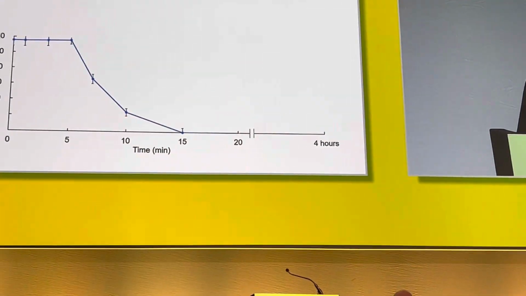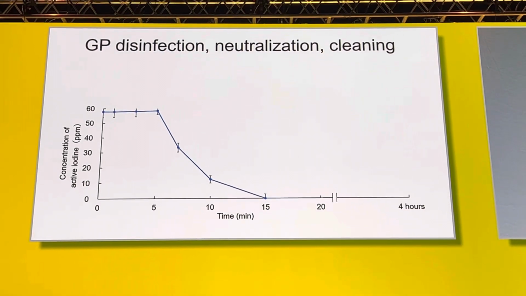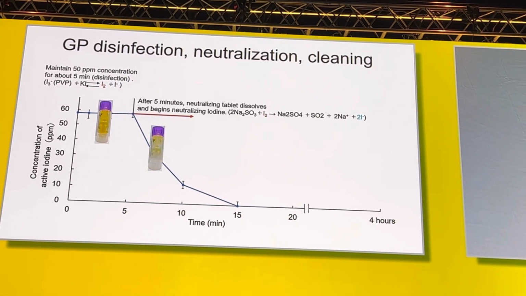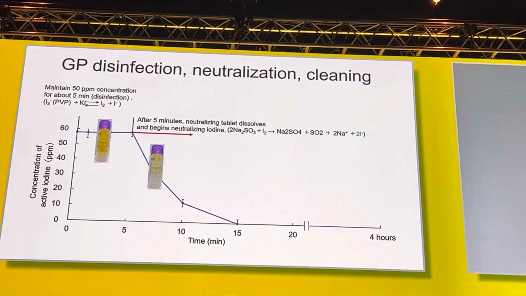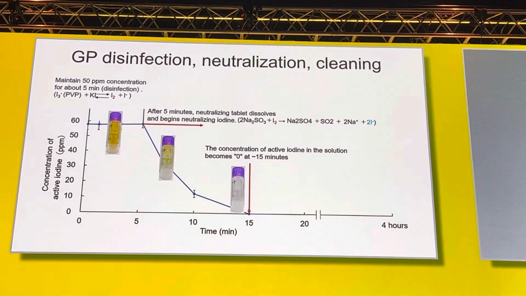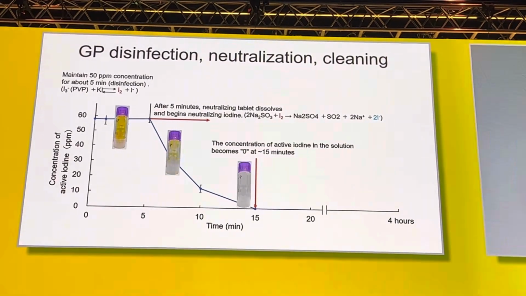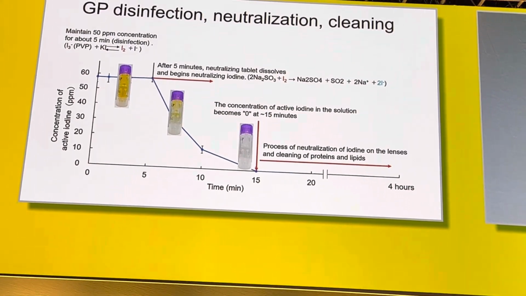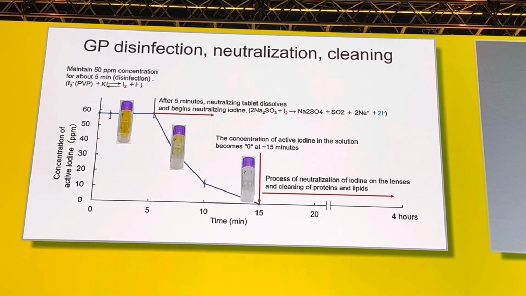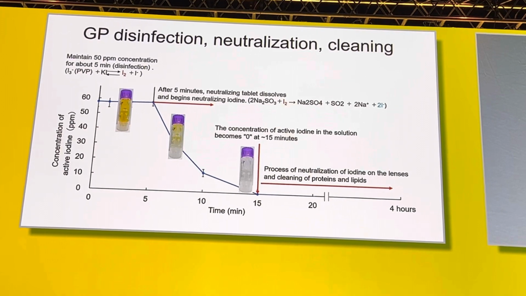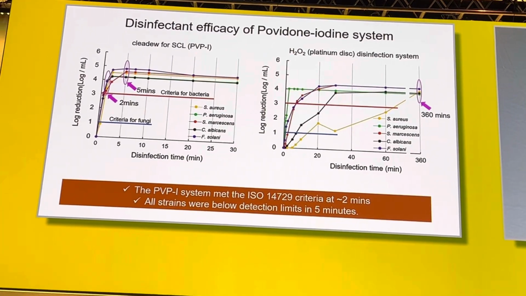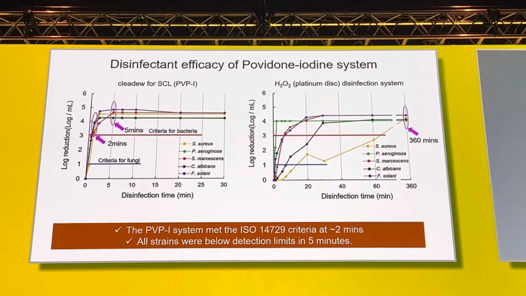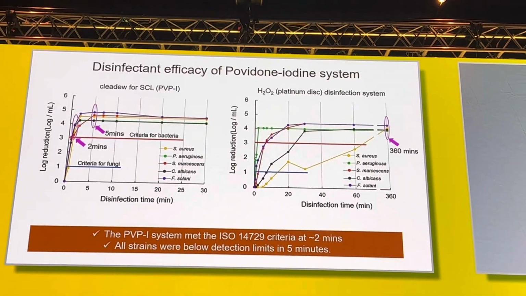The similar situation for the RGP lenses, except that it starts with full strength 50 ppm iodine in solution. The neutralizer then is dissolved in the solution, the color disappears, and again in about 15 minutes you have full disinfection and a clear lens that is showing you that disinfection has completed. And again, the remaining time of the 4 hours is to accomplish the protein removal. So if you look at whether these are efficacious, we can see here that the disinfection efficacy is excellent for the povidone iodine system.